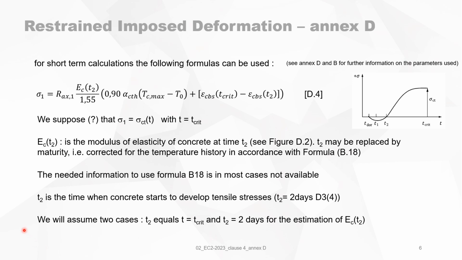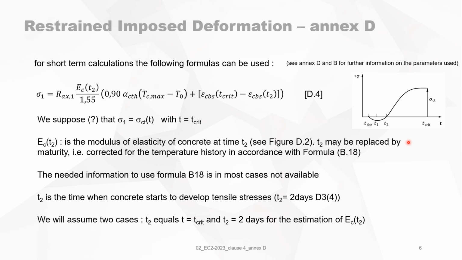Now we will assume 2 cases. First, we will assume that T2 in this formula to evaluate the modulus of elasticity is equal to T critical, which means we are here, and we calculate at this moment the modulus of elasticity. And we will take another case when the modulus of elasticity is at time T2, because the modulus of elasticity is also a function of time. And somewhere between T2 and T critical, the cracking risk is high.